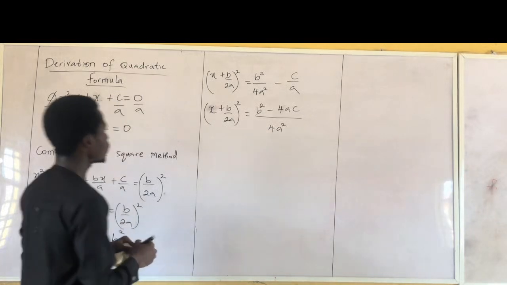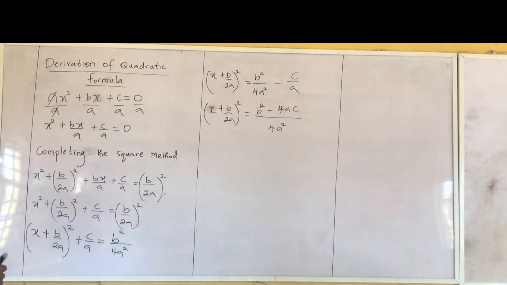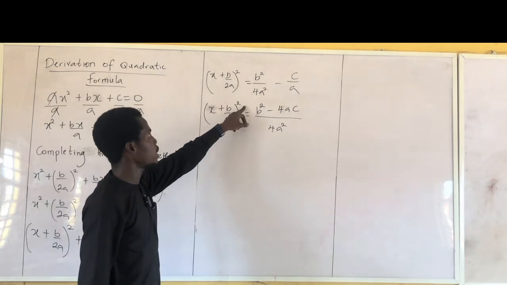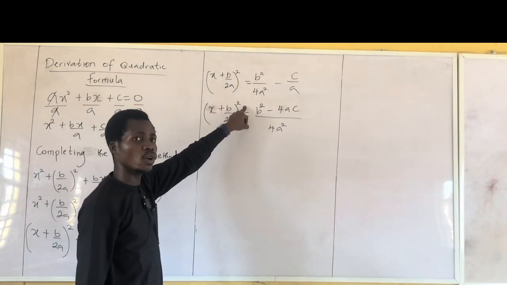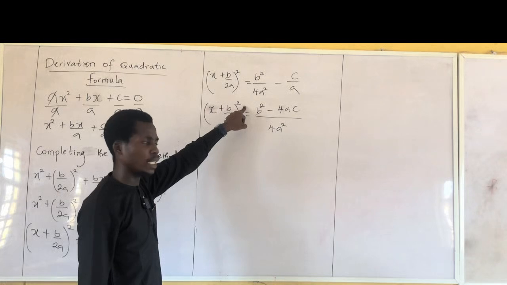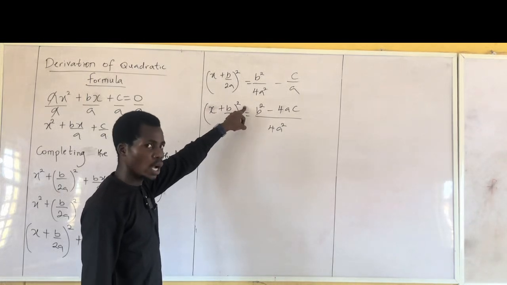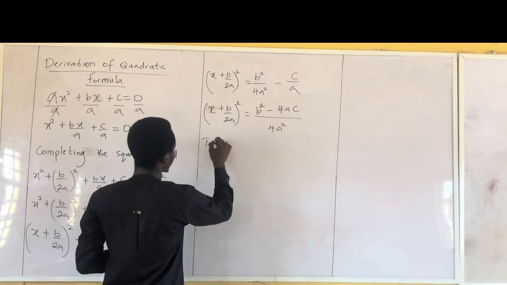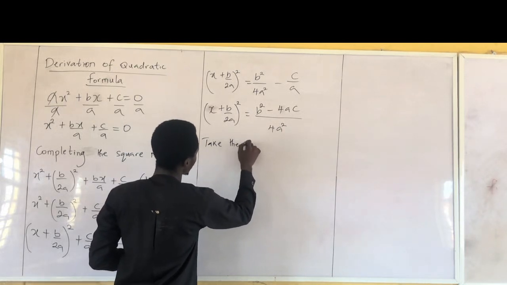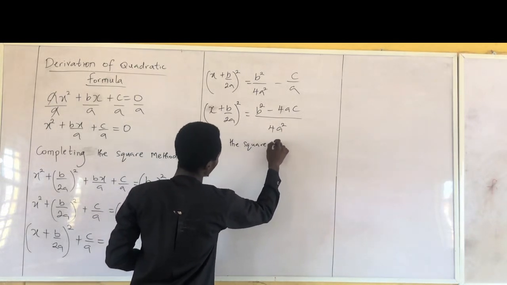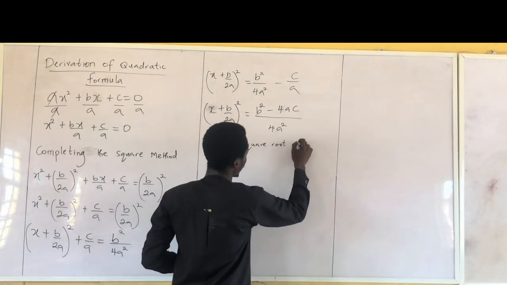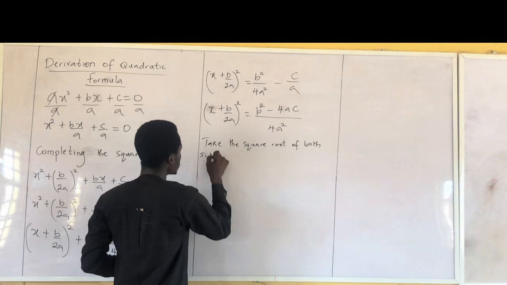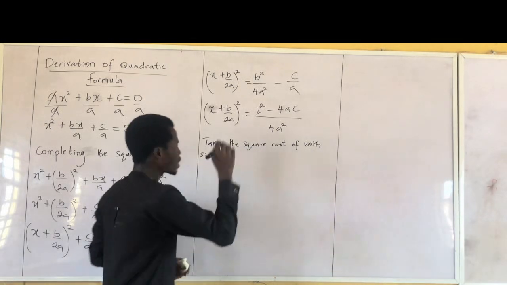So the next thing we are going to do from here is take the square roots of both sides. So let's write that. Take the square roots of both sides. Don't be confused. It's very simple. So let's take the square root of both sides.